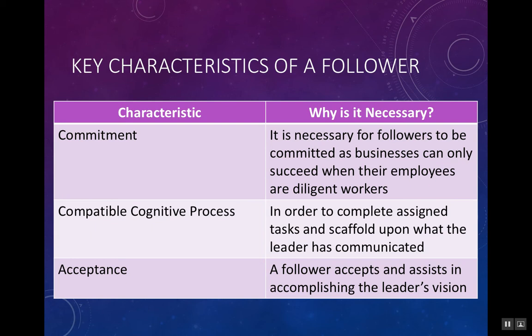Next, we're going to be talking about key characteristics of a follower. So an effective follower is one who is committed to their work, the organization, and their leader. It is necessary for followers to be committed, as businesses can only succeed when their employees are diligent workers. A follower also has to have a compatible cognitive process in order to complete their assigned tasks and scaffold according to what the leader has communicated. Lastly, a follower has to have acceptance. A follower accepts and assists in accomplishing the leader's vision.